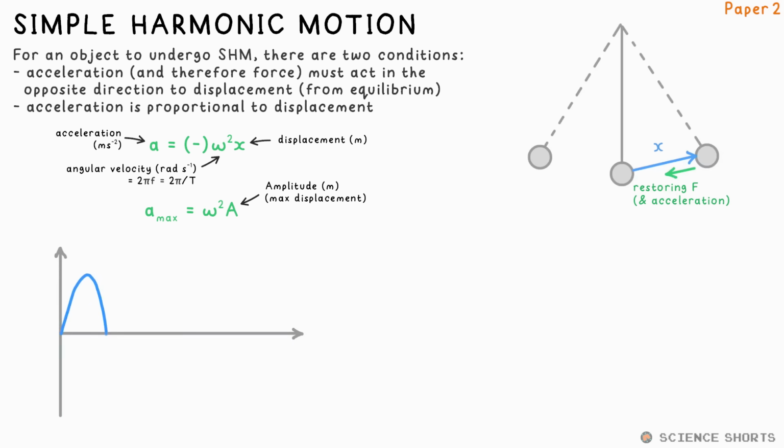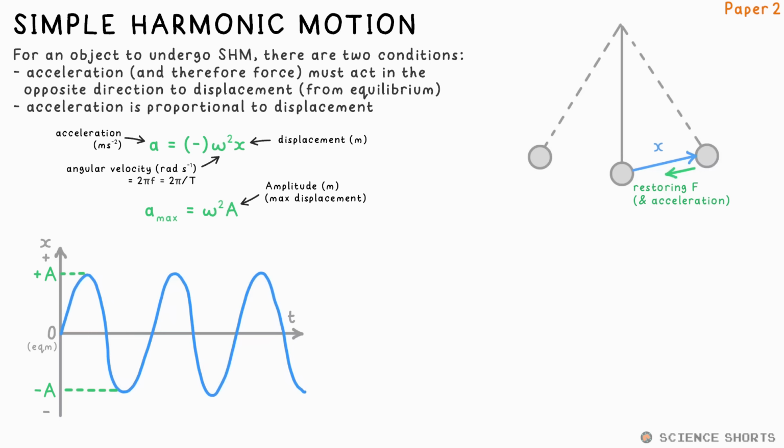If you draw a graph to show how displacement changes with time for something undergoing SHM, like a pendulum, we end up with a sine graph. To be clear, it's a sine graph if we start at 0, it's cos if we start at amplitude. Still sinusoidal, just shifted 90 degrees.